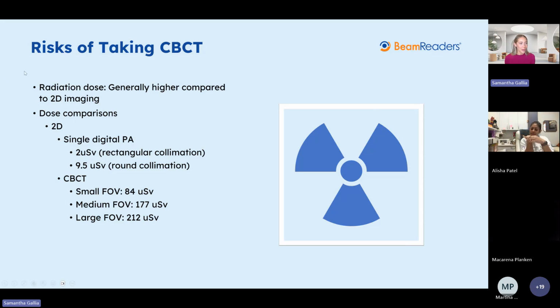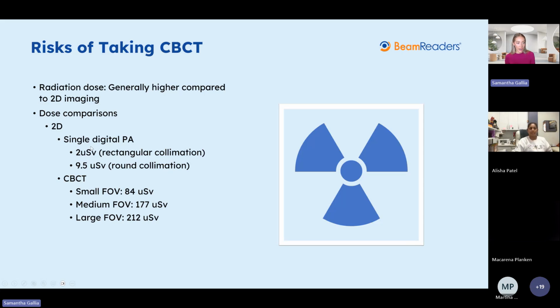So jumping into the risks of taking CBCT, first one, obviously radiation dose, generally higher compared to 2D imaging. And I've got some specific numbers for you guys. It's always going to be a little bit different with every 2D image, every CBCT machine, depending on the type of collimation you're using, your specific machine. But this is a good rule of thumb to go by if a patient ever asks you and wants to know the real numbers.